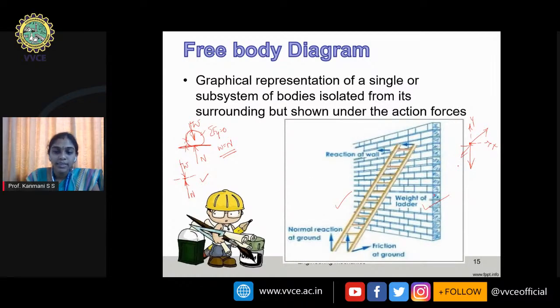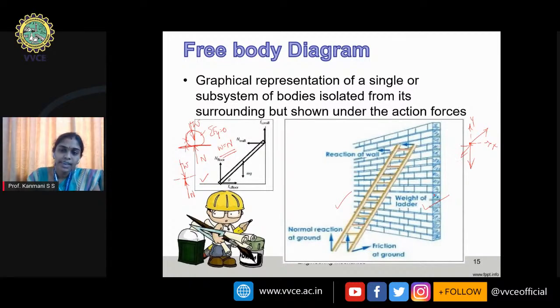Now this is another example, that is a ladder. At this point we have the friction of the wall, we have the normal from the wall, and here its own weight is acting at its centroid or center of gravity. We have friction at the bottom where we have the contact surface and a normal reaction from the earth surface. So this is the free body diagram, which is isolated from its surroundings, shown under only the action of forces.